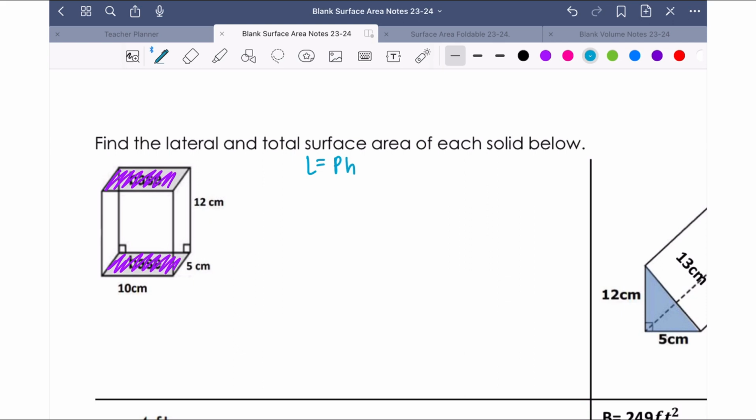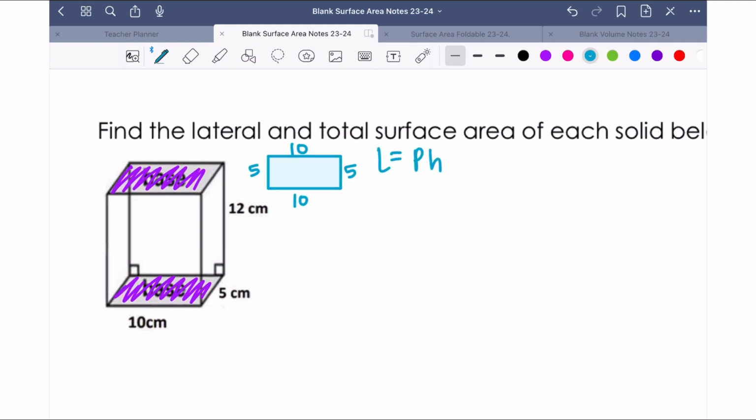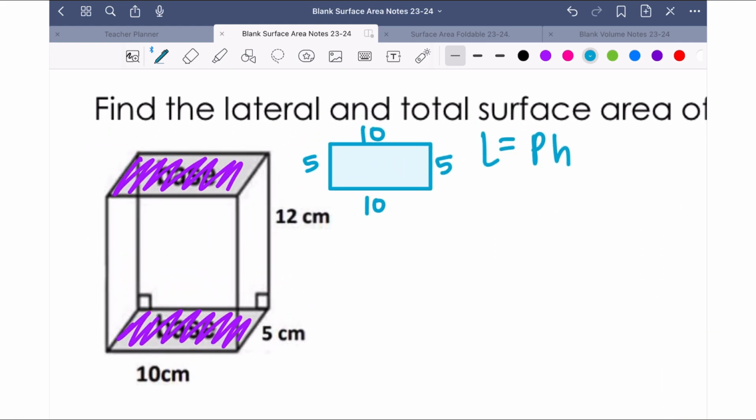Perimeter is the perimeter of the base, so I'm just going to draw the base here. It's a rectangle. And then the outside edges are 10 and 5, and we should know that that means this is 5 and this is 10. So let's calculate the perimeter. Draw your base. It's a rectangle. So perimeter equals 5 plus 10 plus 5 plus 10. So what is that perimeter? When you add those all up, you get 30.